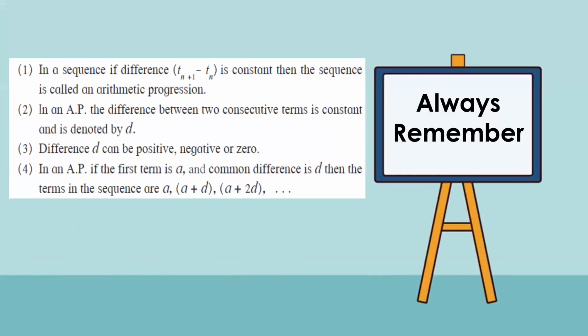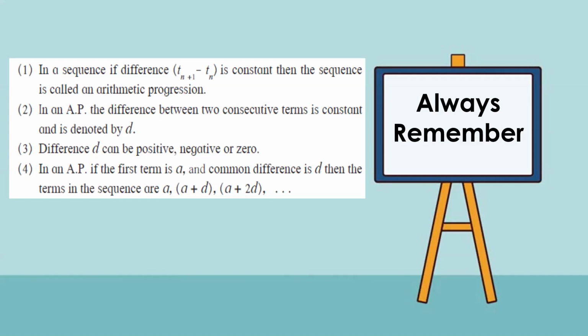Such types of questions are going to come. Now, 2 things to remember in a sequence. If the difference, that is n plus 1 minus n, that means the succeeding term minus the preceding term, is a constant, then the sequence is called an arithmetic progression. In an AP, the difference between 2 consecutive terms is always denoted by D. What is D? D is the common difference. As I told you, D can be positive, negative, 0, decimal, fraction, anything. Only thing is it has to be common, right?